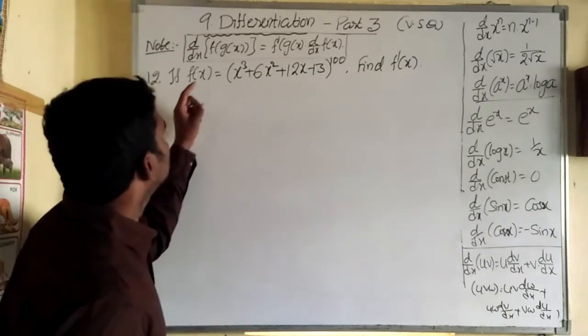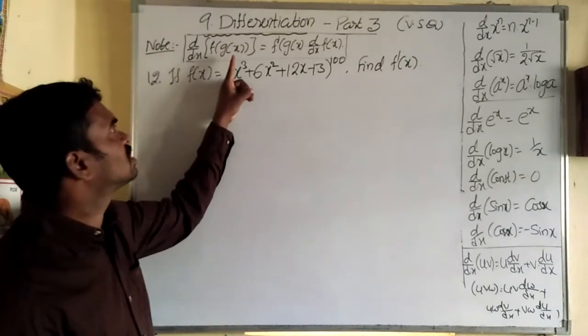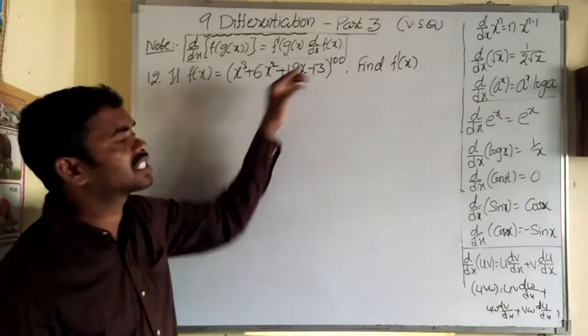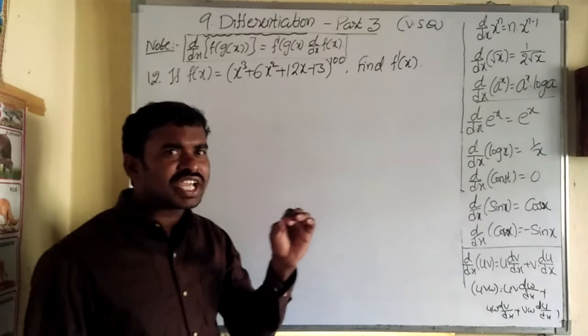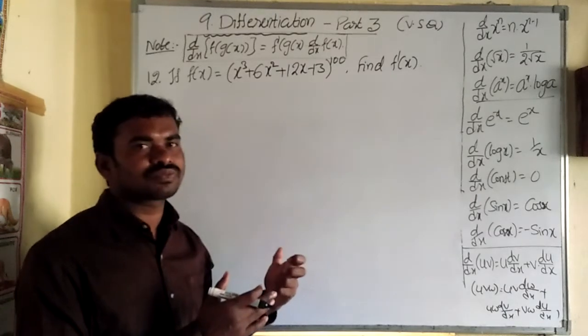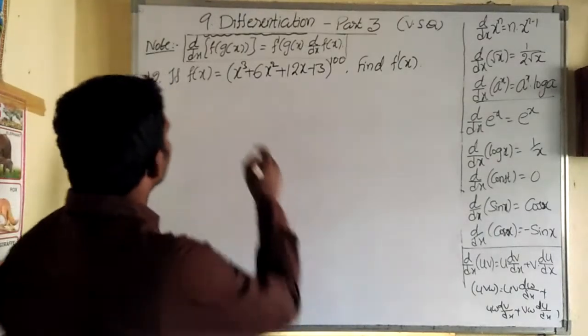Let us see. Just write down a small note. d by dx of f of g of x is equal to f dash of g of x into d by dx of g of x. So the questions change a little bit compared with the previous part 2. How will the questions be? A small change.